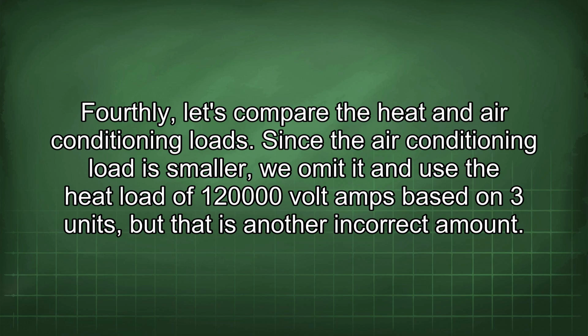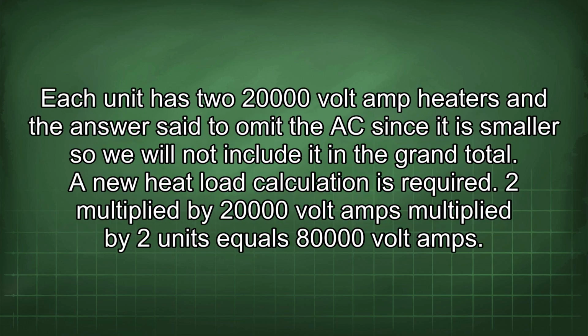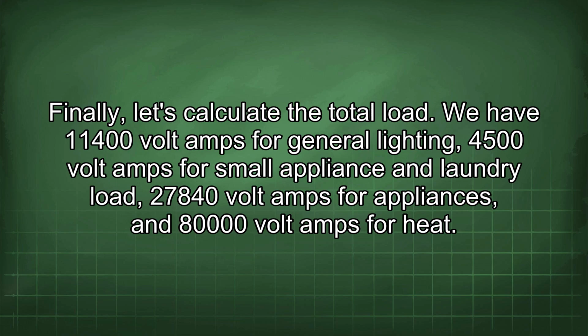Since the air conditioning load is smaller, we omit it and use the heat load of 120,000 volt amps based on 3 units, but that is another incorrect amount. Each unit has 2 20,000 volt amp heaters, and the answer said to omit the AC since it is smaller, so we will not include it in the grand total. A new heat load calculation is required. 2 multiplied by 20,000 volt amps multiplied by 2 units equals 80,000 volt amps. Finally, let's calculate the total load.